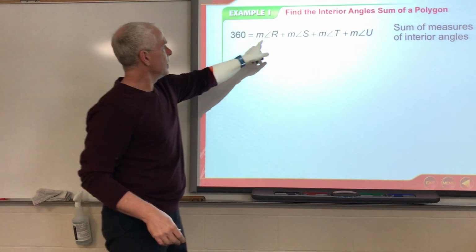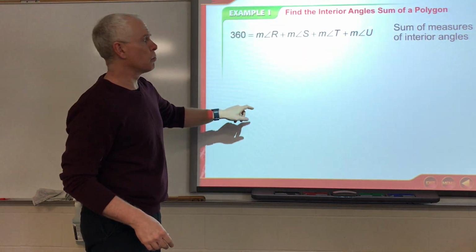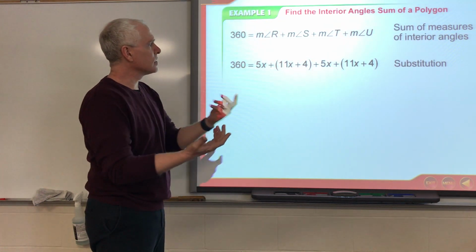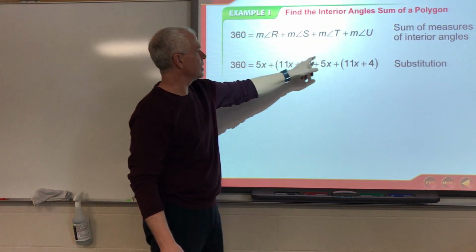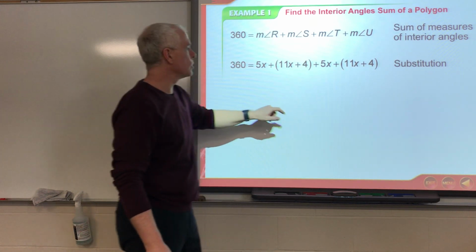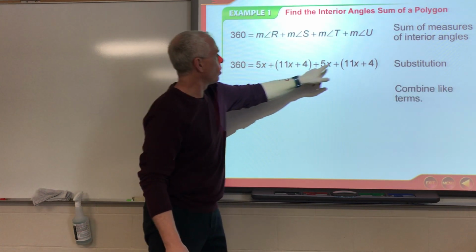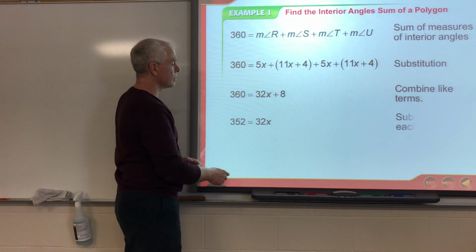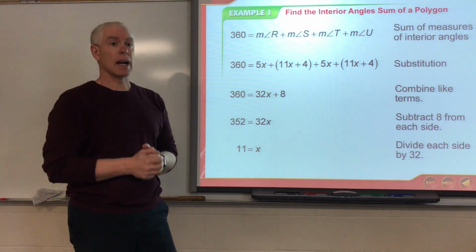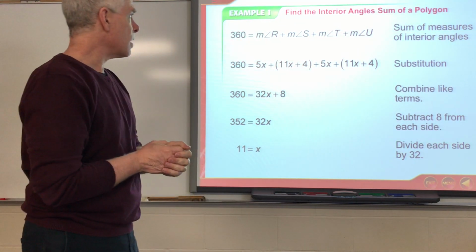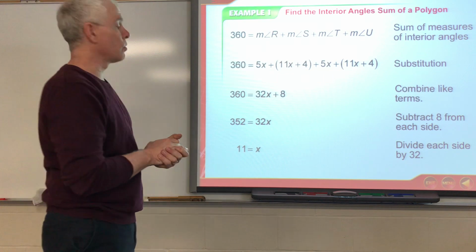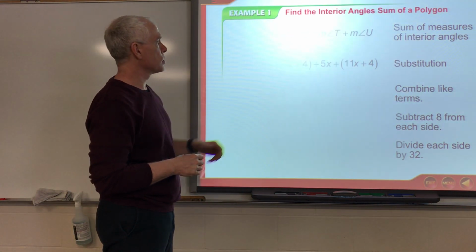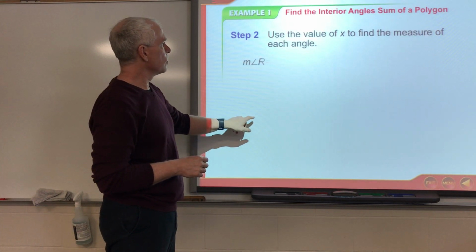And each of these angles had an expression, and we'll use substitution to replace each angle with the expression. And then I have to simplify. You know, 5 plus 11 is 16, plus 5 is 21, plus 11 is 32x, plus 4 is 8. The rest of the algebra you guys are pretty comfortable with. I'm going to subtract 8. I'm going to divide by 32. X is 11. But remember, they asked me to find the measure of these angles. So I'm going to need to take that 11 and put it back into those expressions. Okay? So use the value and plug them back in.